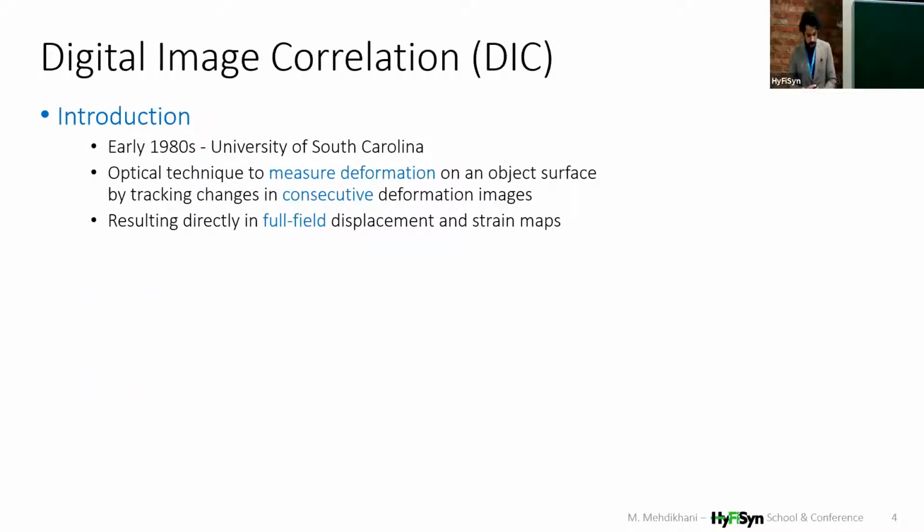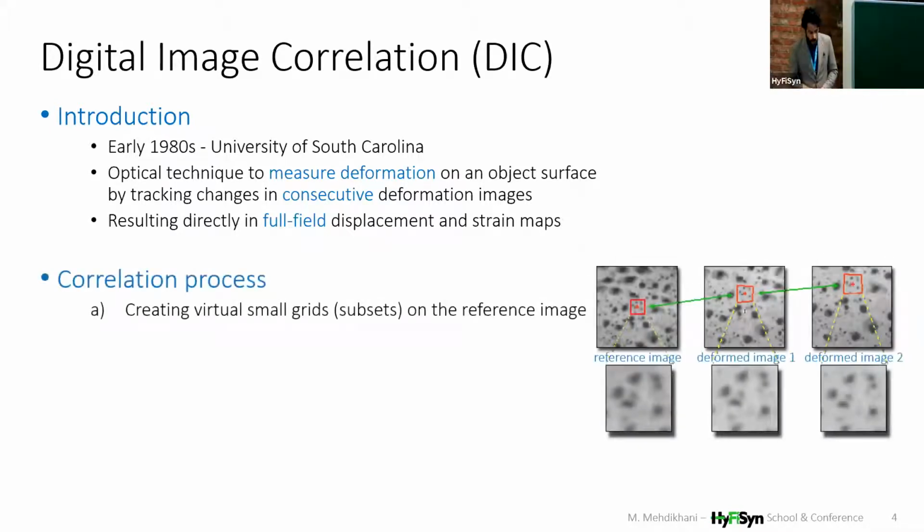Digital image correlation was introduced in the early 80s at the University of South Carolina. It's an optical technique which helps us to quantify the deformation, looking at the consecutive images taken from the surface of the deforming object, and it directly results in displacement first and then strain maps. This is how it works.